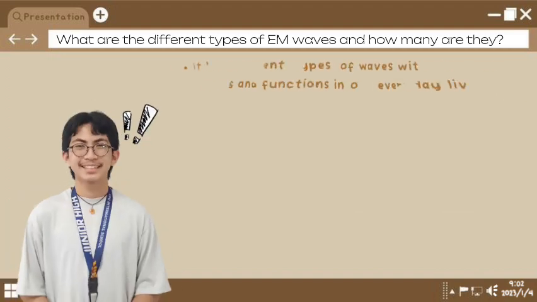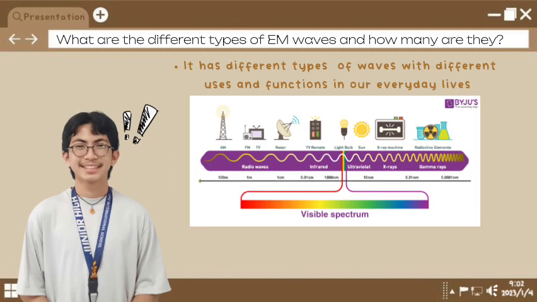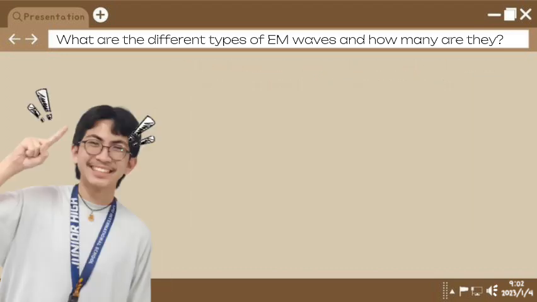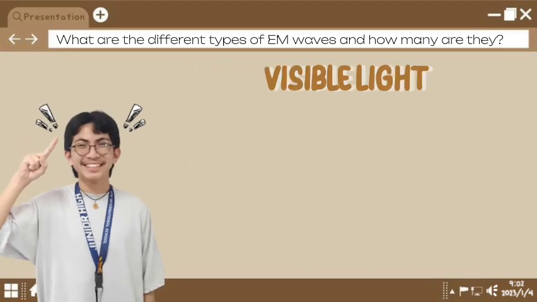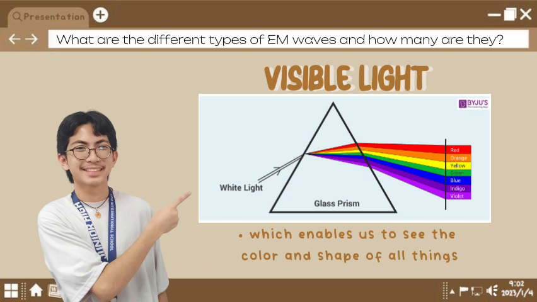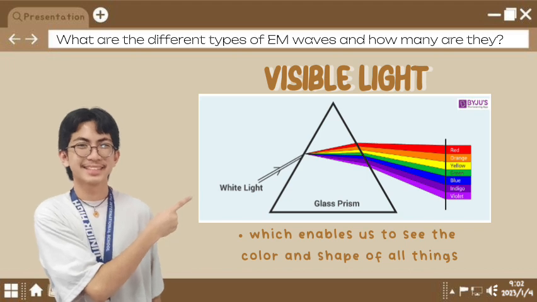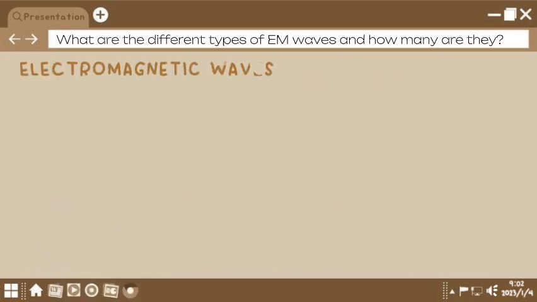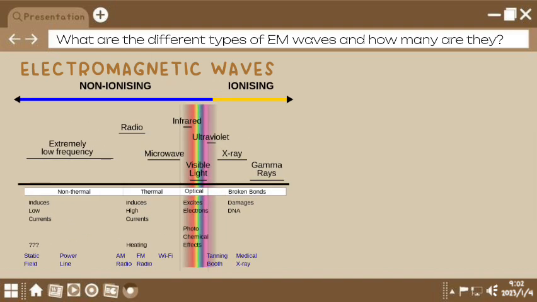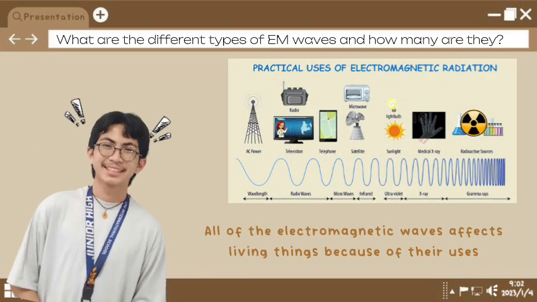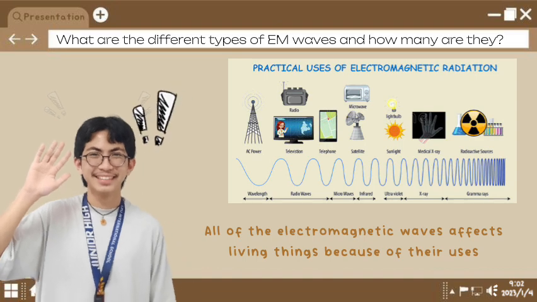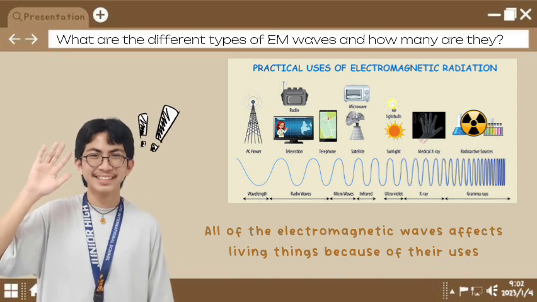It has different types of waves with different uses and functions in our everyday lives. The most important of these is visible light, which enables us to see the color and shape of things. Electromagnetic waves are divided into 2 types of waves, which are ionizing waves and non-ionizing waves. All the electromagnetic waves that will be talked about affect living things and the environment because of their uses.